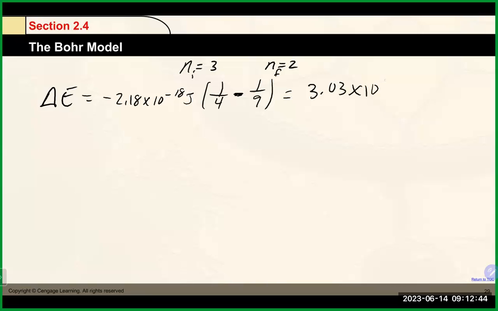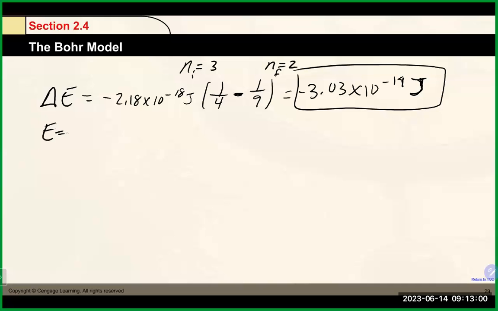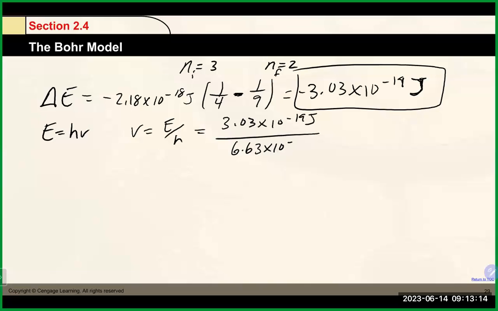That gives us 3.03 times 10 to the minus 19 joules. That's negative. And again, we would expect it to be negative as it's transitioning down in energy. And now we can just calculate everything else there. We'll do our frequency first. So our frequency would be E divided by H, which again is a constant. Dropping the negative here gives us our 6.63 times 10 to the minus 34 joules times seconds.